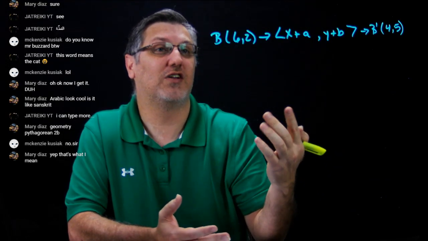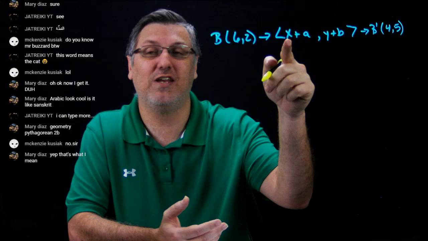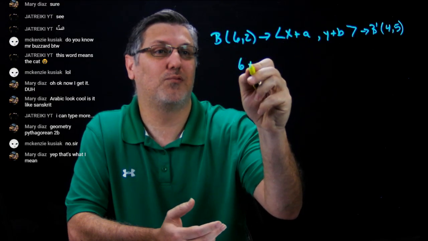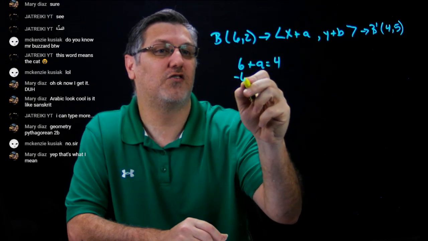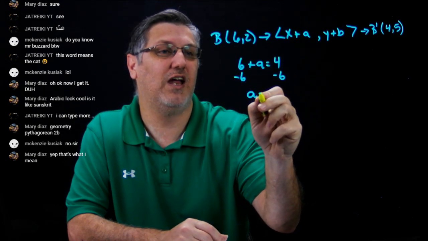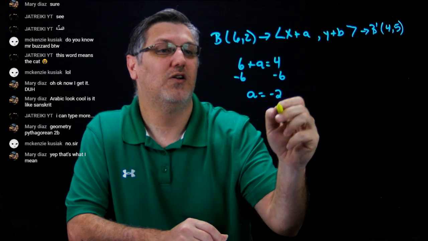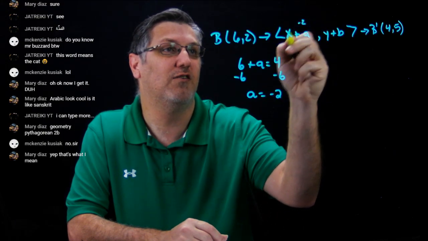The way we'll set this up is I'm going to plug the 6 into the x. So I get 6 plus A equals this number here, which is 4. I subtract 6 from both sides, and I get A equals negative 2. So this part is negative 2.